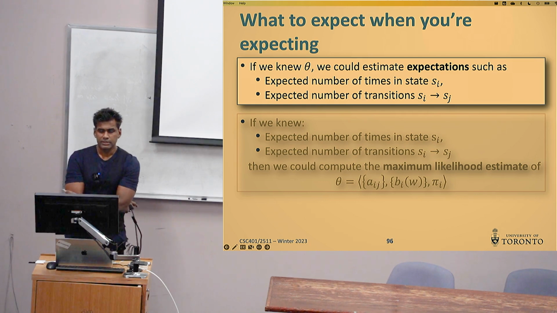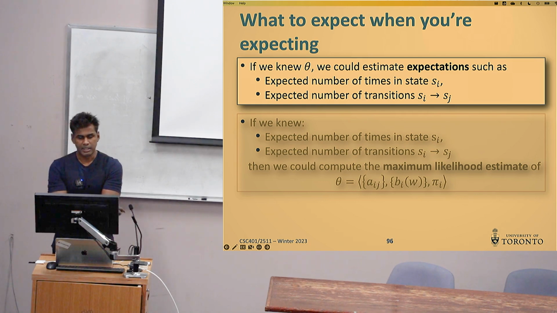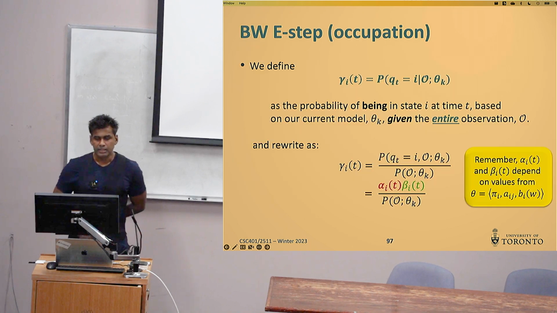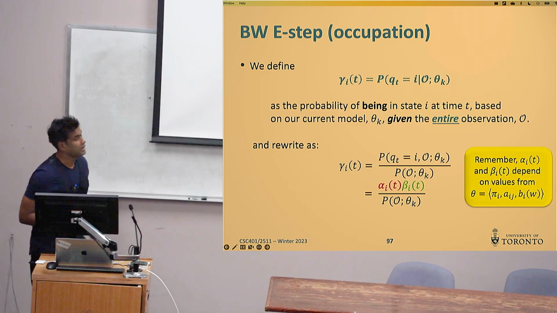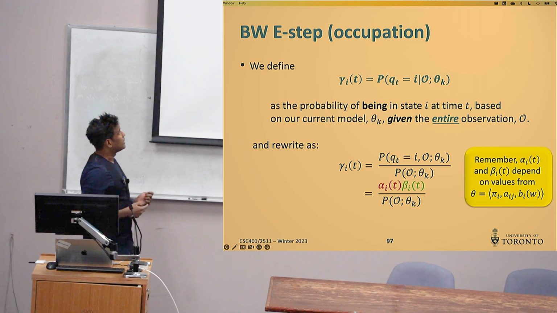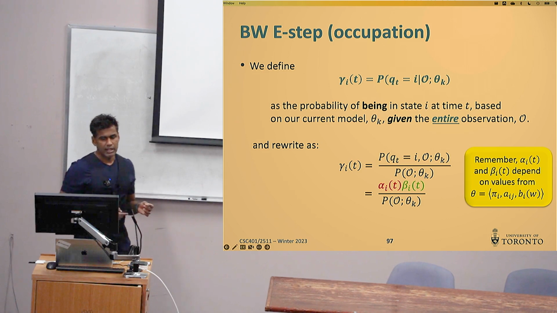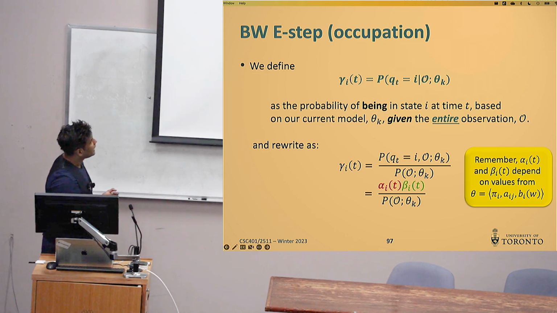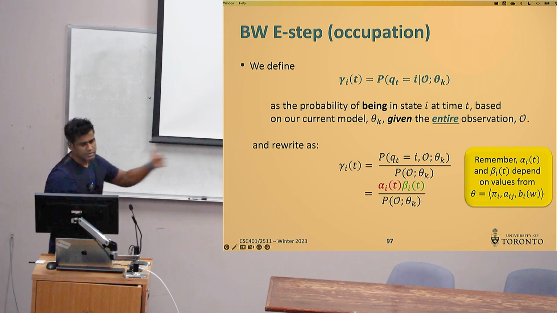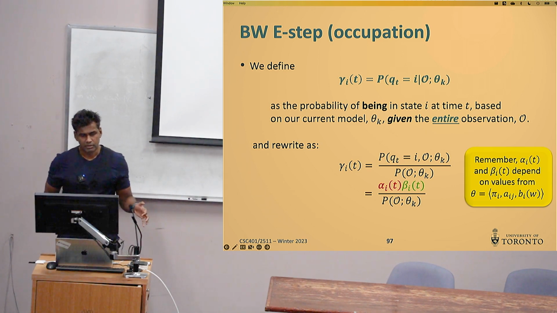Okay, so now let's take a look at the expectation, or the E step. The E step has two parts. The first one is occupation. For the occupation, we introduce another Greek variable, gamma it. Gamma it essentially says the probability of being in state i at time t, based on our current model theta k and our entire observation sequence O.